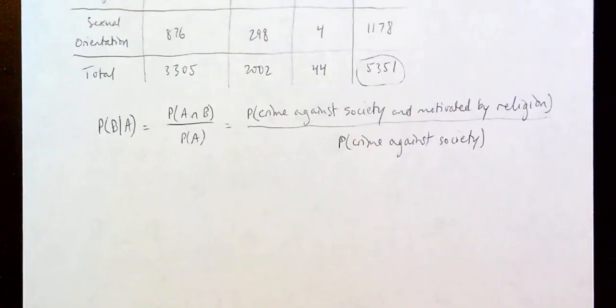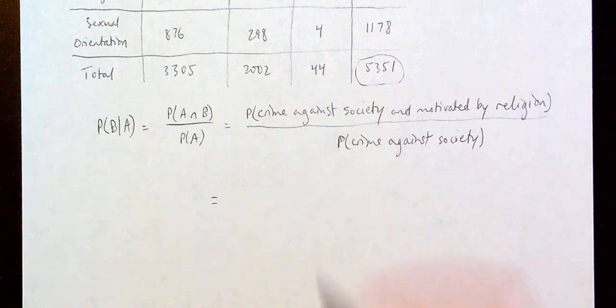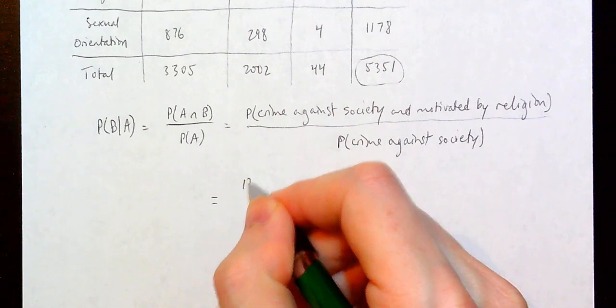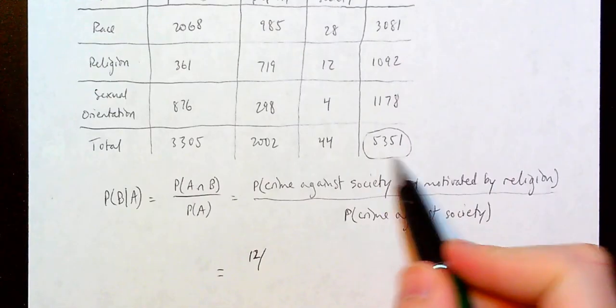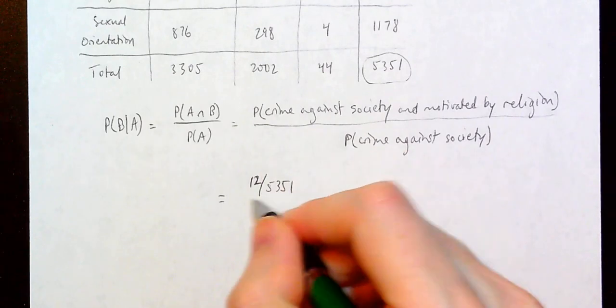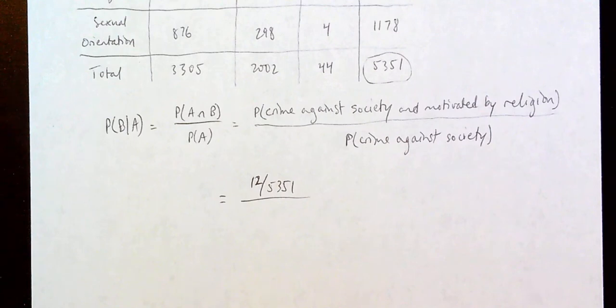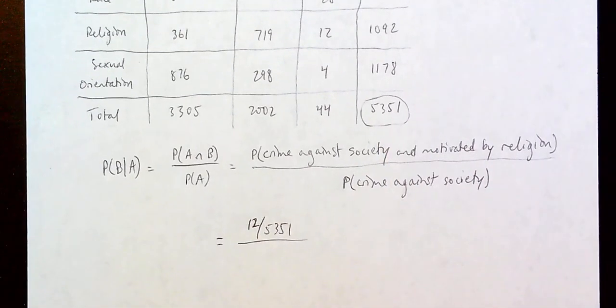So the probability of the crime being against society and motivated by religion is going to be 12 divided by the total number of crimes, which we said was 5,351. And these are still theoretical probabilities that we are calculating here. So it's number of outcomes in the event divided by number of outcomes in the entire sample space. In this case, 5,351 crimes or outcomes here in the sample space.